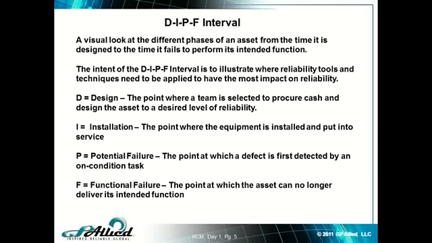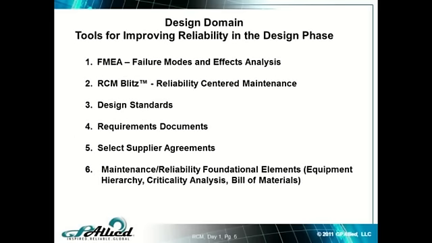Point P is potential failure. It's the point at which a defect is first detected by an on-condition task or predictive maintenance technology. Point F is functional failure. That's the point at which the asset can no longer deliver its intended function. Remember, functional failure is a little bit different than totally failed. So we'll get into what that means and why we should focus some energy around that as well.